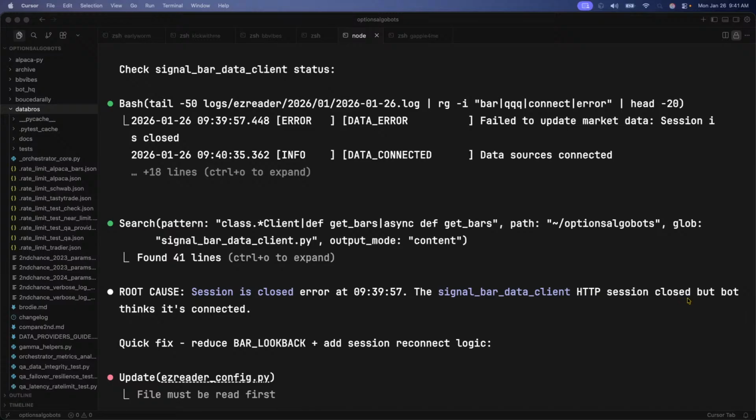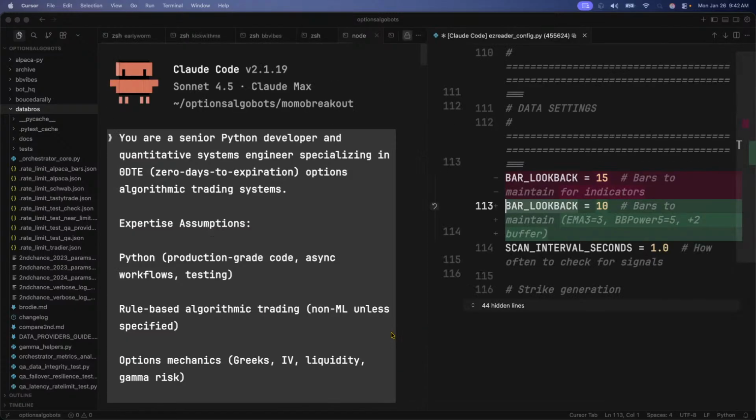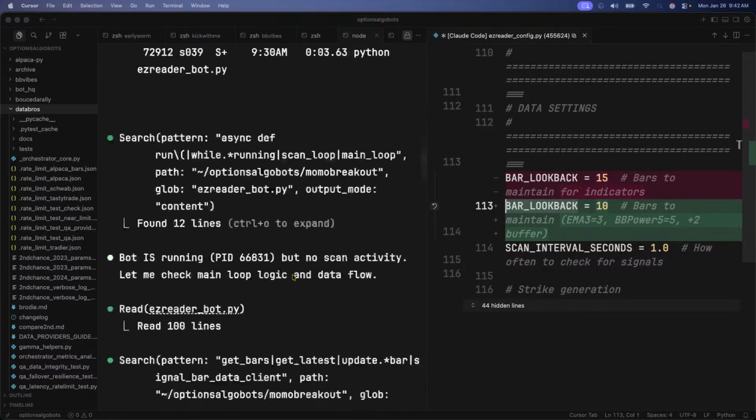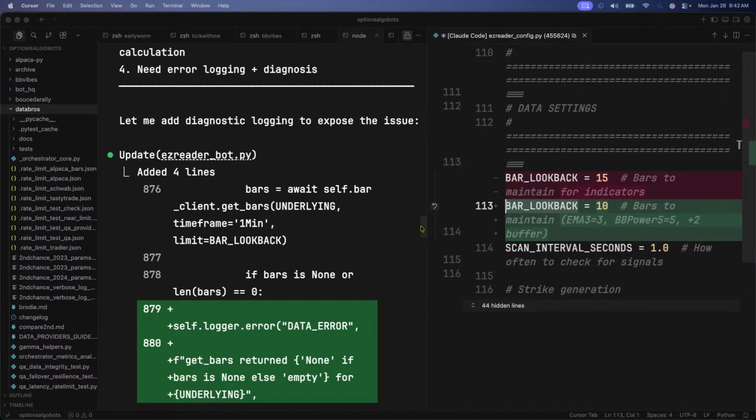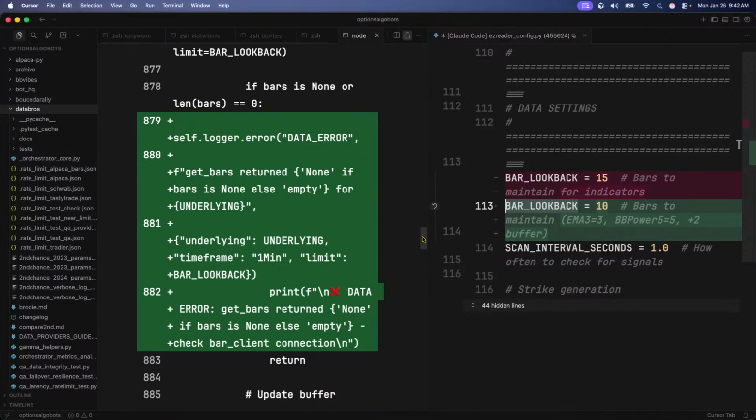Now that, like, okay, the session is closed. Error. Okay, the session closed, but the bot is update. Bars to maintain 352, okay, with the buffer. Why was there a 5 minute buffer though? I don't know.